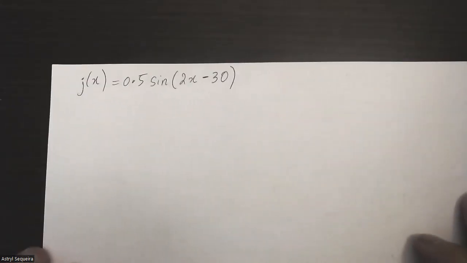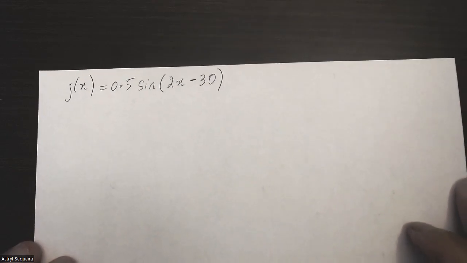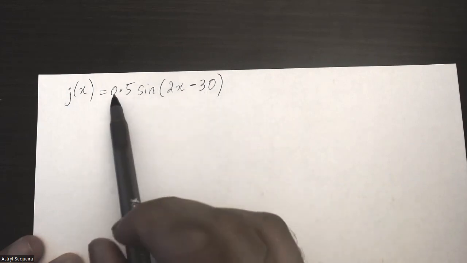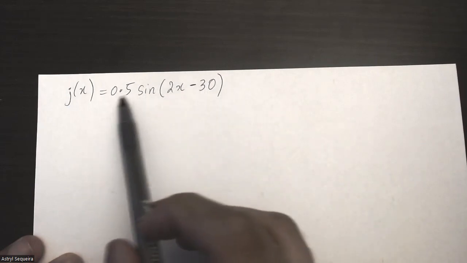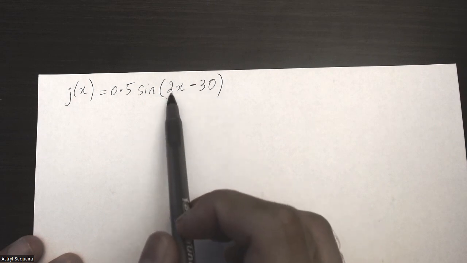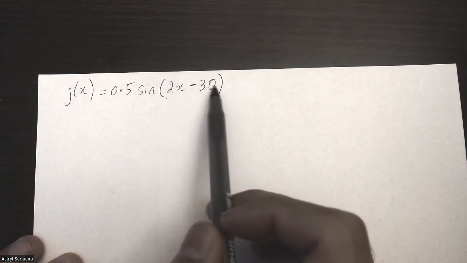Let's take a look at the second question. This one is just slightly harder. All three questions get slightly harder. If I take a look at this one, I have an amplitude. There's no reflection in this one. I have a k value and I have a phase shift. But if you notice here, the k value is not factored out.